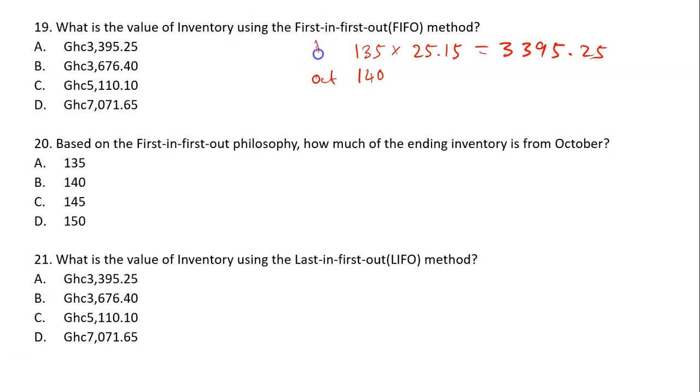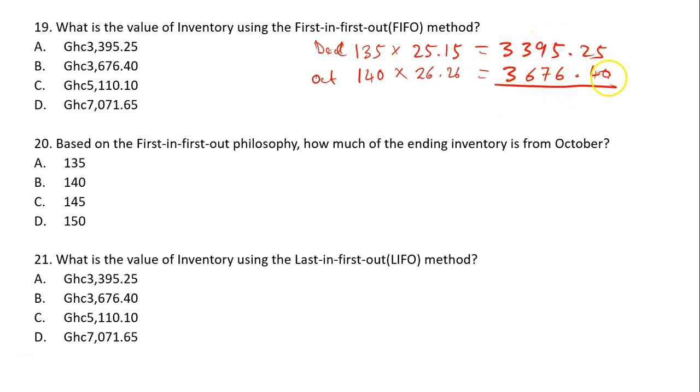Also, the other one, which is 140, coming from October. Let me say October, December. We'll multiply by the unit cost of that of October. So what's the unit cost of that of October? 26.26. So 140 times 26.26 will give us 3,676.40.